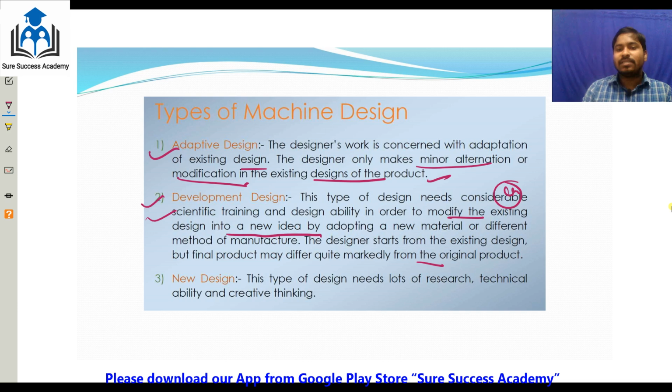Okay, this is the pulley, the pulley belt. The design of the belt already exists, and based on the application you can use it for a conveyor or power transmission. New design: this type of design needs a lot of research, technical ability and creative thinking.